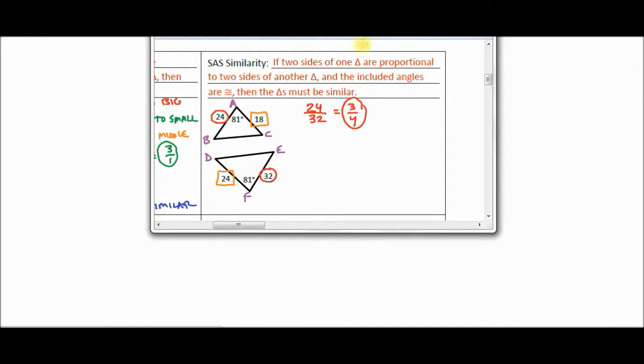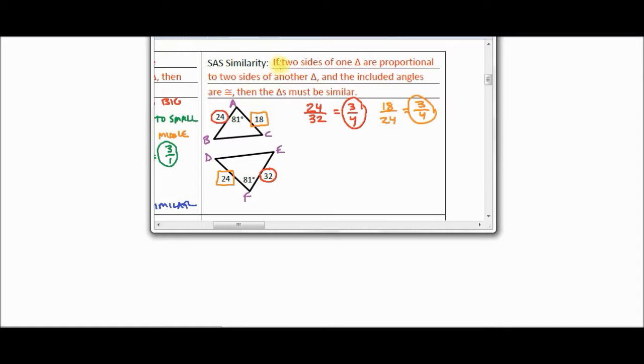Let's go ahead now and compare the smaller of the two sides. Remember, if I picked 24 from ABC, the top of my next ratio also has to be from ABC. So that's going to be 18, and that's going to match up to 24. Class, if you don't do that, you're going to prove that two triangles are not similar when they are. So 18 and 24 both come from the same triangle. 32 and 24 come from the same triangle. If we reduce, those are both divisible by 6. 18 divided by 6 is 3. 24 divided by 6 is 4. And we have these two sides are proportional.